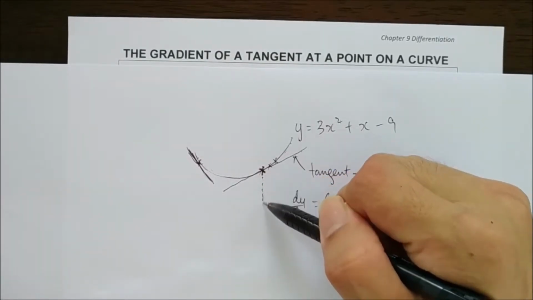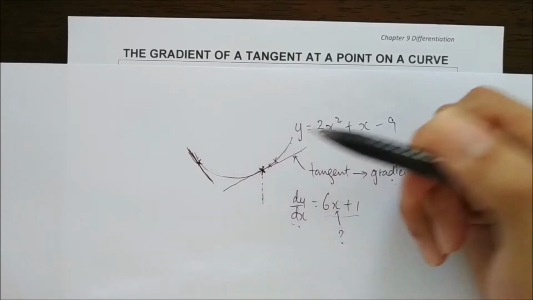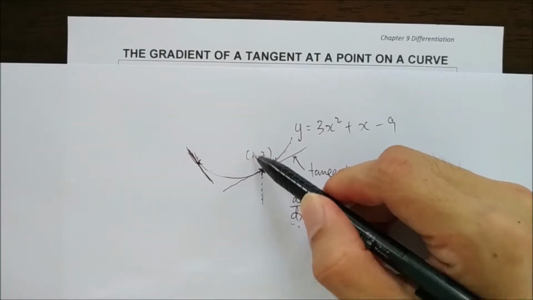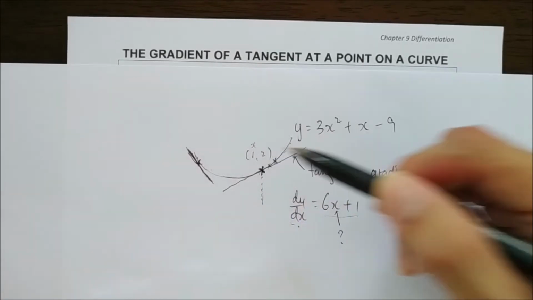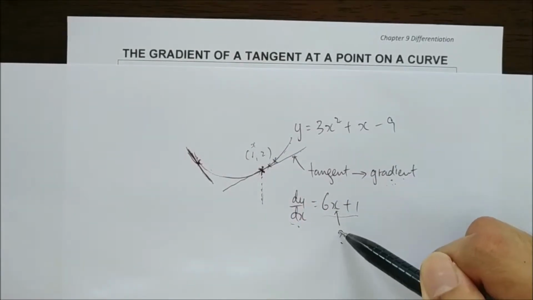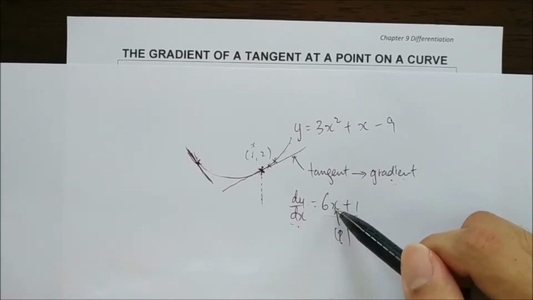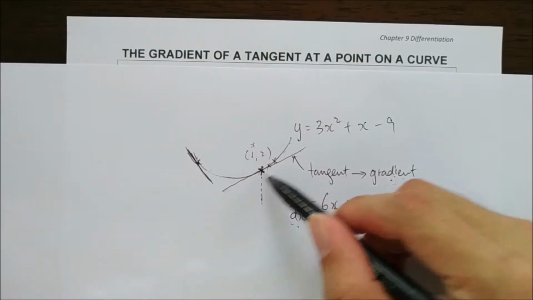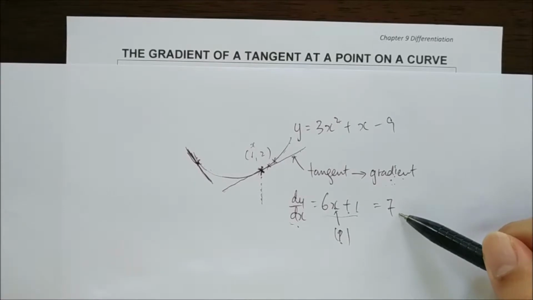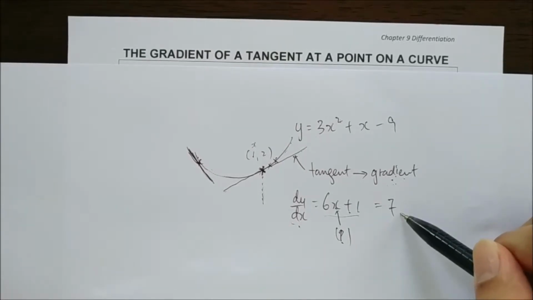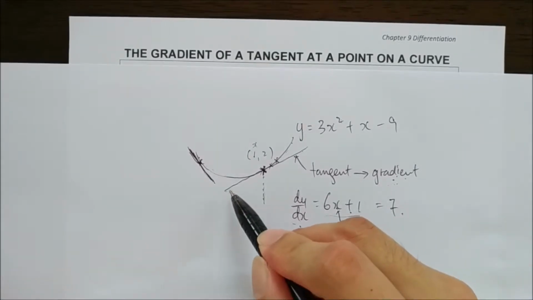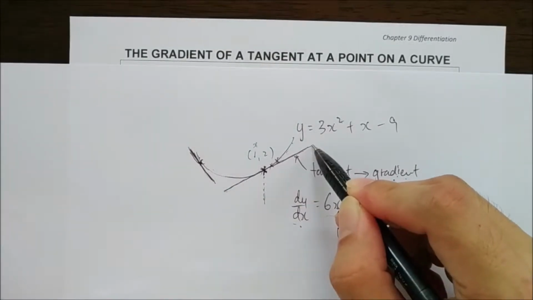If we are able to find the x coordinate of this point, take for example this point is (1, 2), just for example. So the x value will be 1, meaning the x here will have a value of 1. So 6 times 1 plus 1 is equal to 7. So the gradient of this tangent has a value of 7. And what can we do with this value? We can find the equation of the tangent.